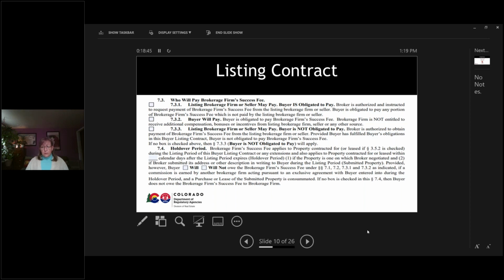This is another negotiable point of the contract. You could have a 0-day holdover period. Sometimes you see a 90-day holdover period. It's negotiable, and just be very aware of what you're getting yourself into.